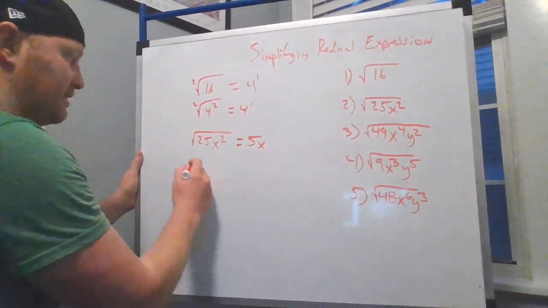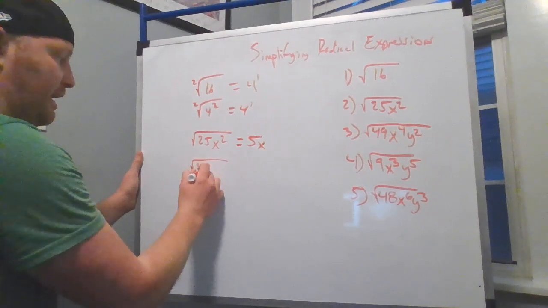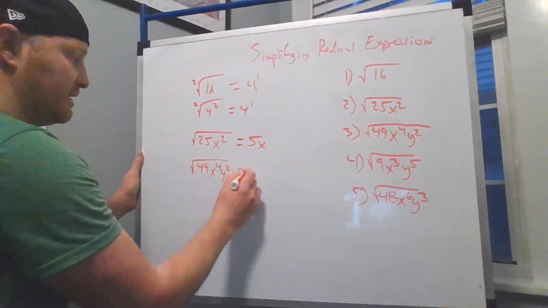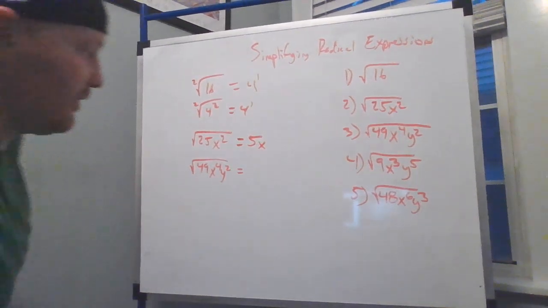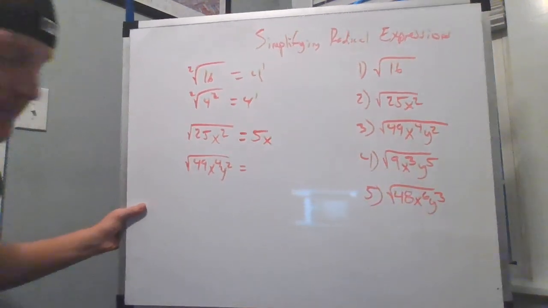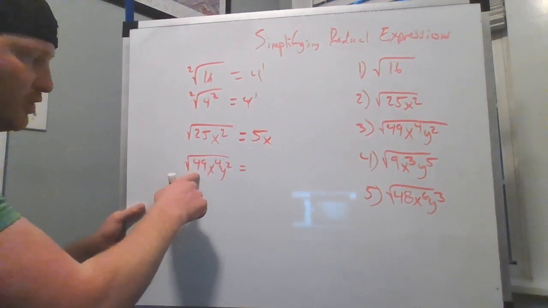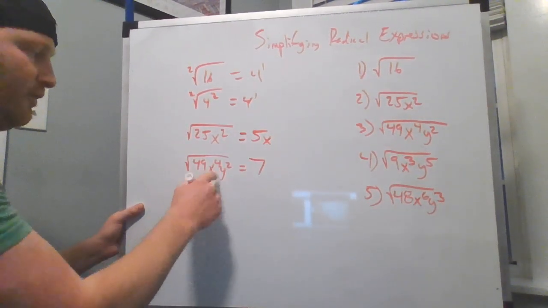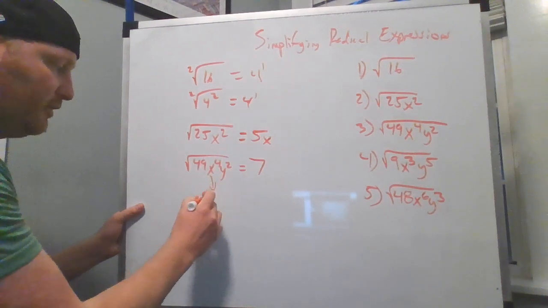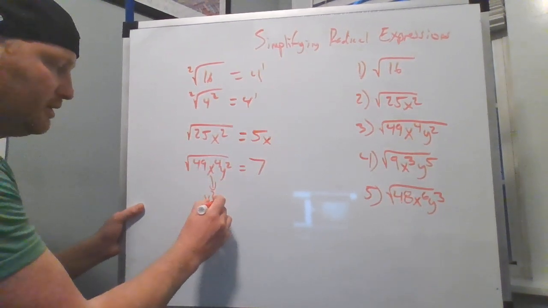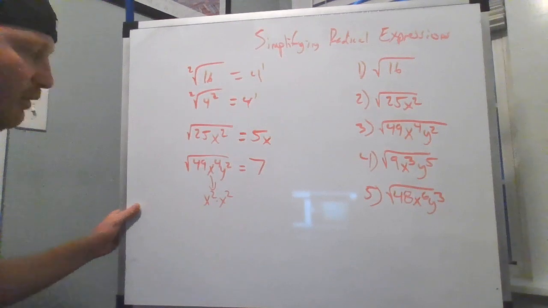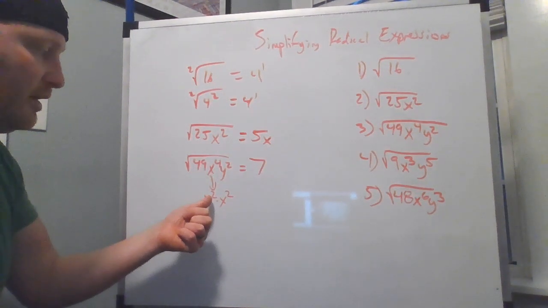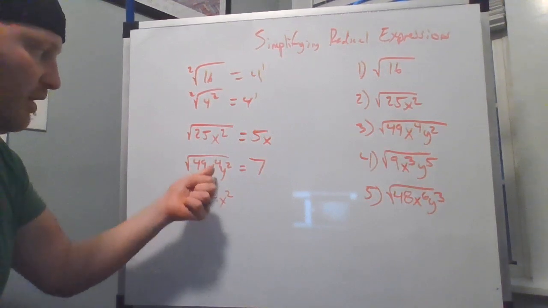Now over here, it gets a little more complicated. I've got the square root of 49x to the 4th, y to the 2nd. So here's how you can think about this, if you'd like. We already know the square root of 49 is 7. Well, the square root of x to the 4th, think about this: x to the 4th is really x squared times x squared. We'll dive into this later, but just to be forthright in what we're doing, x squared times x squared is x to the 4th.